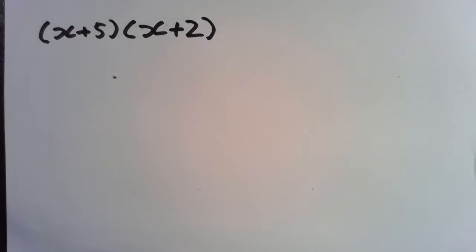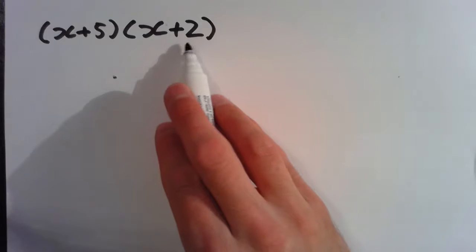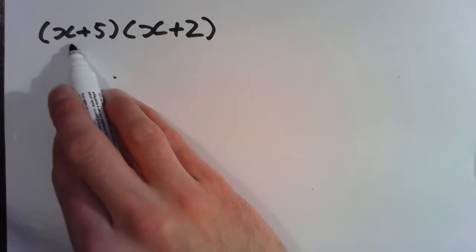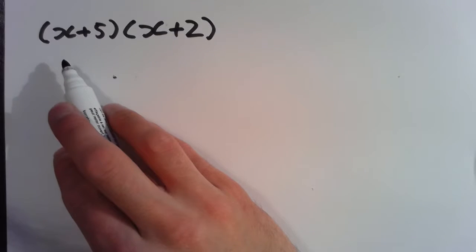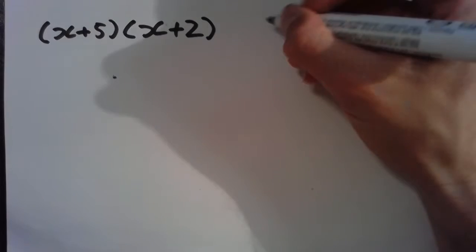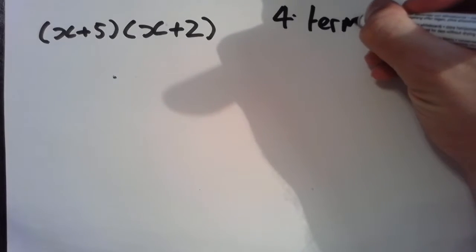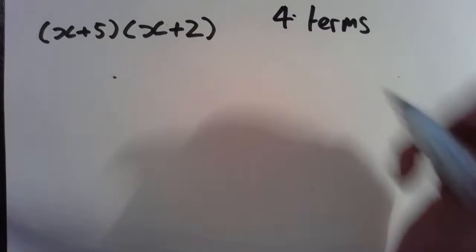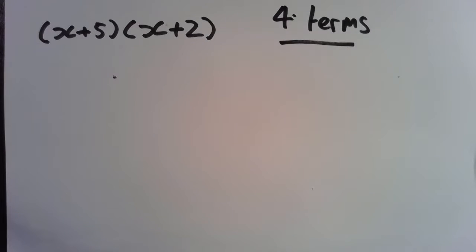Now the first thing we need to think is how many terms are we going to get? The number of terms is the number of terms in this bracket multiplied by the number of terms in this bracket. There are 2 terms in this bracket, 2 terms in this bracket. So in total, when we expand double brackets, we're going to get 4 terms. Okay? If you do this and you don't get 4 terms, then you've done it wrong.